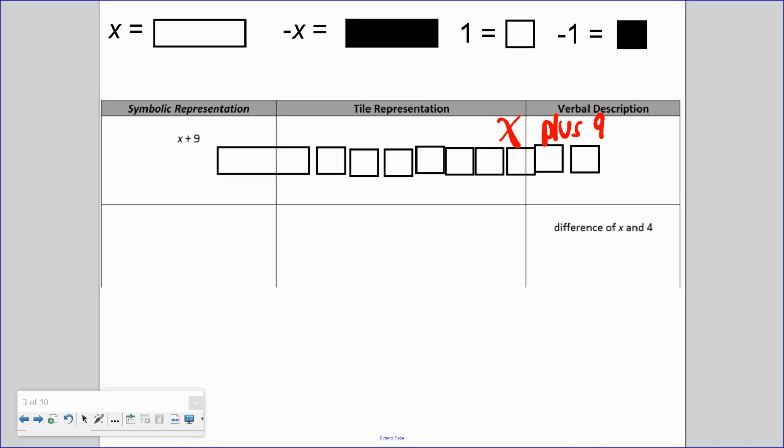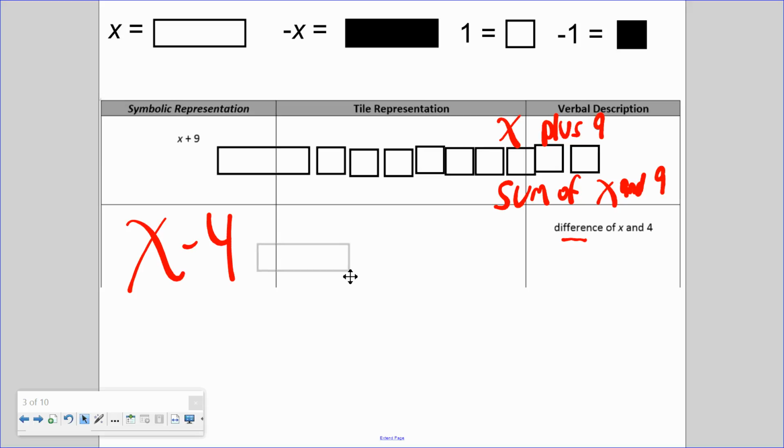Let's get more technical. Is there a better word for plus? Sum of X and 9. Next one, difference of X and 4. What operation is difference? Subtract. So X minus 4. Let's represent this with algebra tiles. So we have X, minus 1, minus 2, minus 3, minus 4.